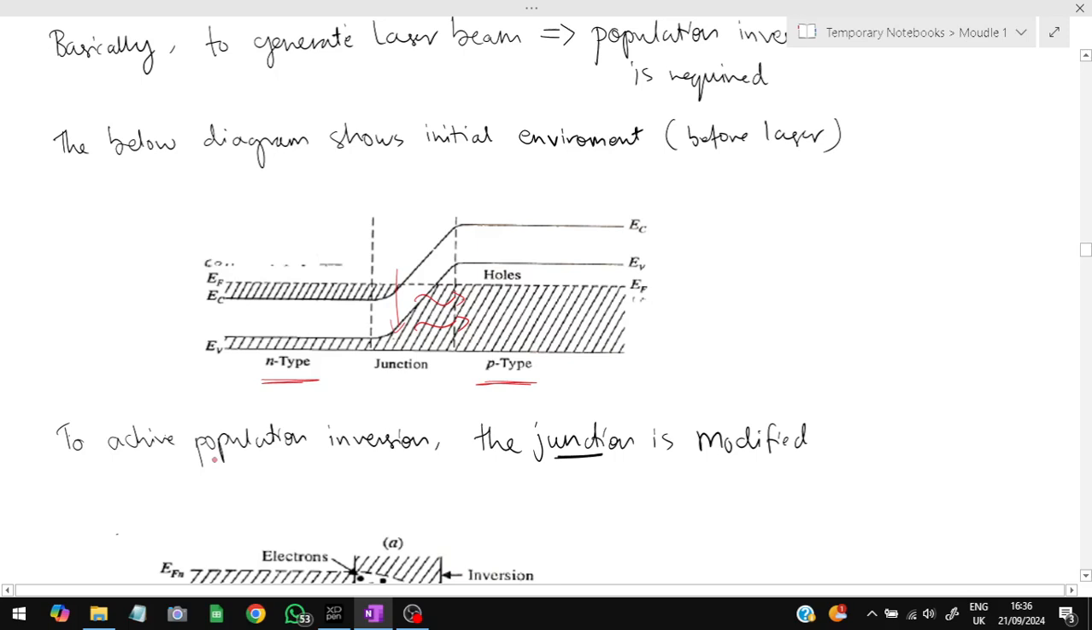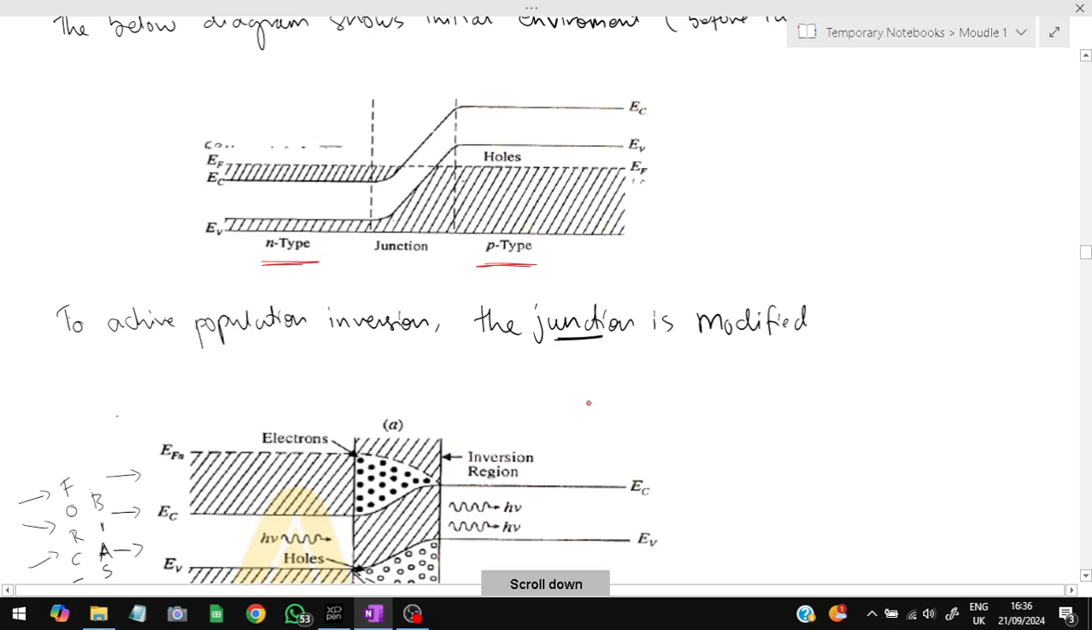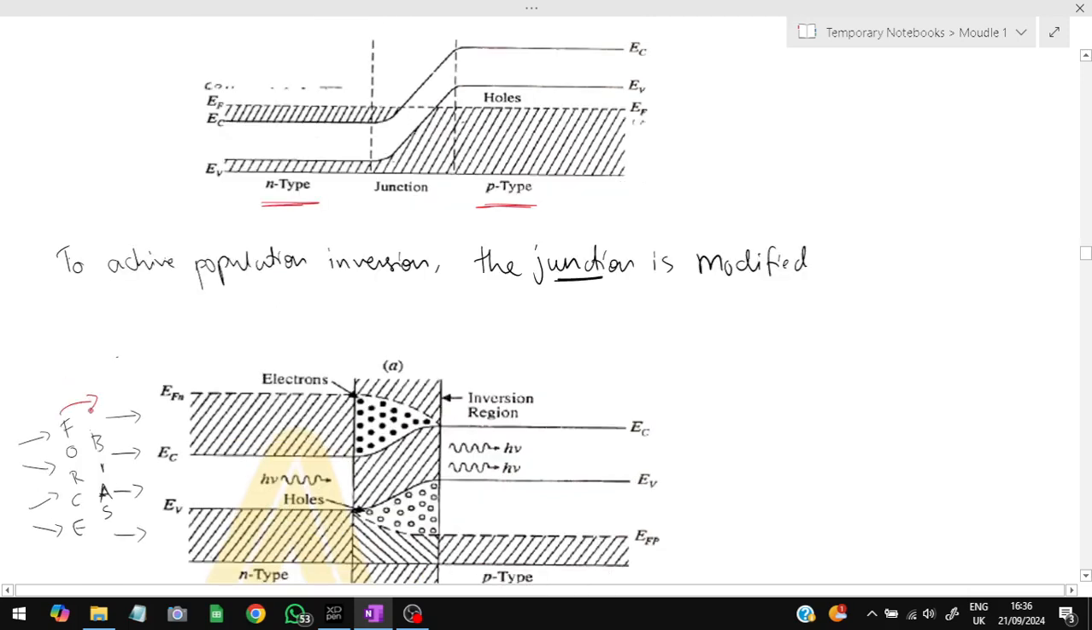Okay, so to achieve population inversion, the junction is modified. How is it modified? By using biasing. We'll be using forward bias by sending electrical signals so that electrons come here to the higher level. This is the inversion region. This is the higher level, and the holes generate here. So when electrons come here, the opposite of it happens at the lower level.